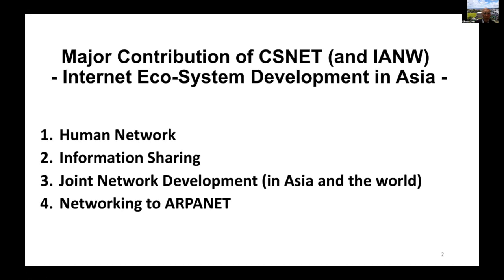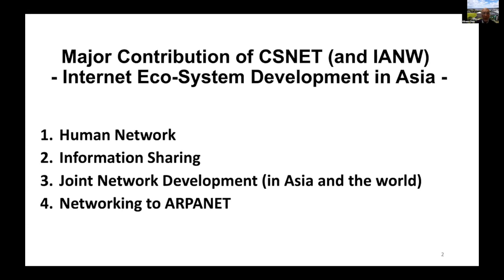Then the third is joint network development. Since many leading countries in Asia were in the same phase, rather than working alone and doing trial and error, it made much more sense to work together collectively and globally. And so we did a lot of that collaboration.